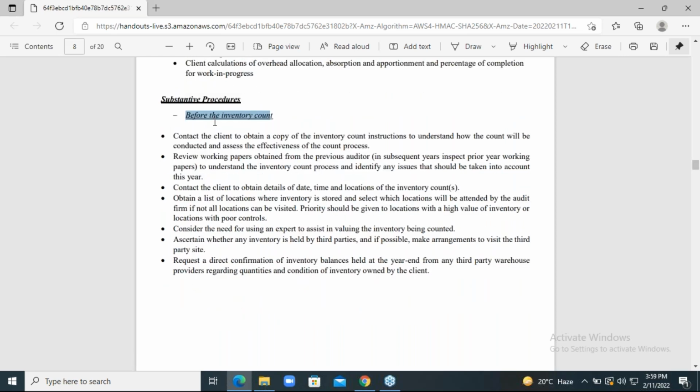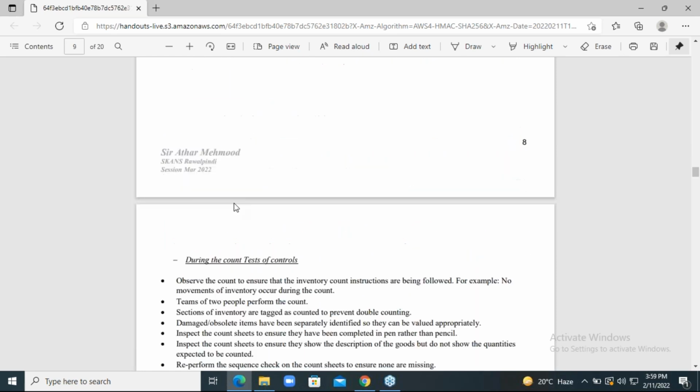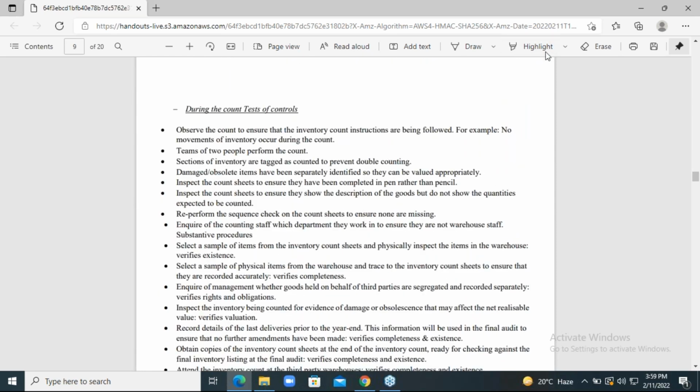These are some of the before inventory count procedures you can see. Then these are the during inventory count. So during the count, there are some test of controls that are asked by examiner many times. You should be aware of these test of controls, like there should be a team of 2 people who are performing the count. Then every inventory section should be tagged so that they are not double counted. Damaged or obsolete inventory should be separately identified.